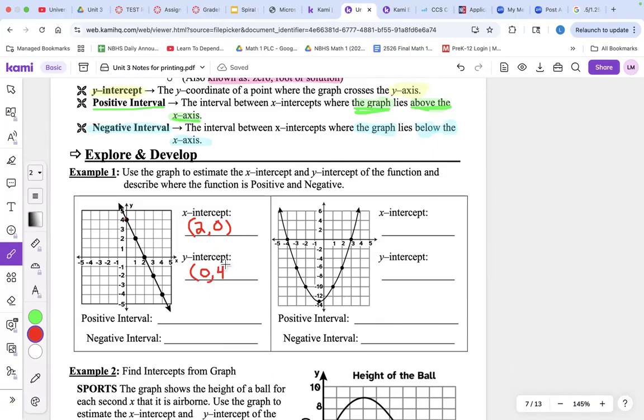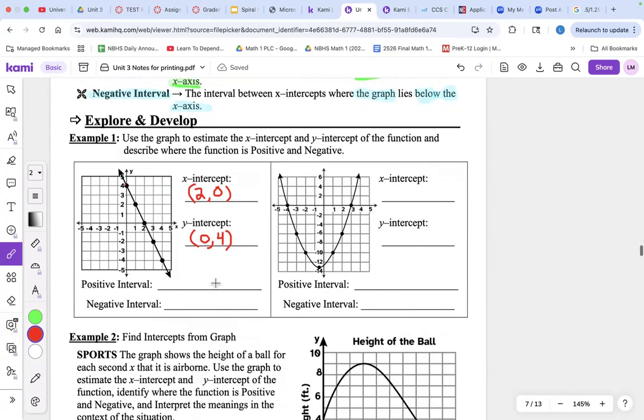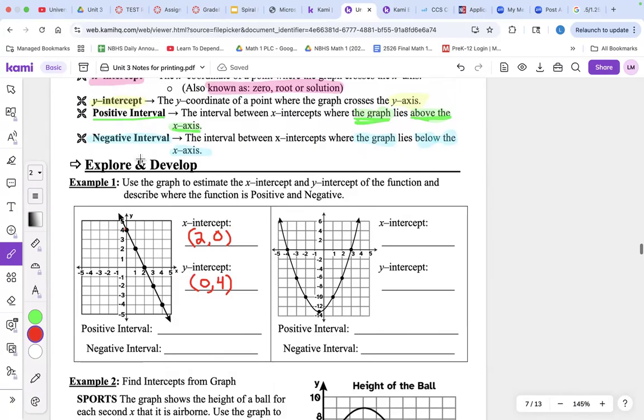And if you take note, each of these intercepts have a 0 as part of their answer. The y has the 0 first, and the x has the 0 last. Every time. Now let's talk about this positive interval. Positive interval, it says the graph above the x-axis.